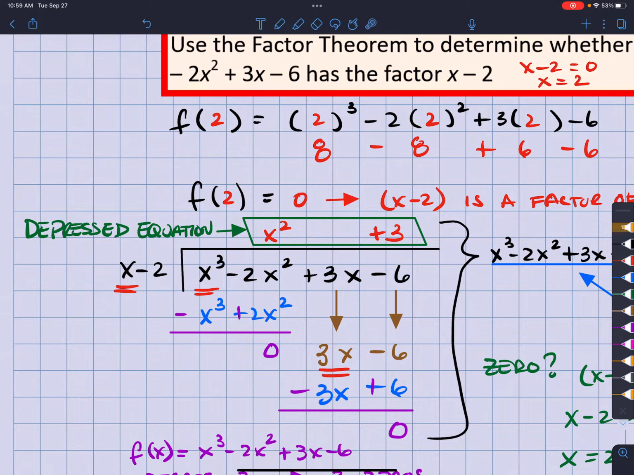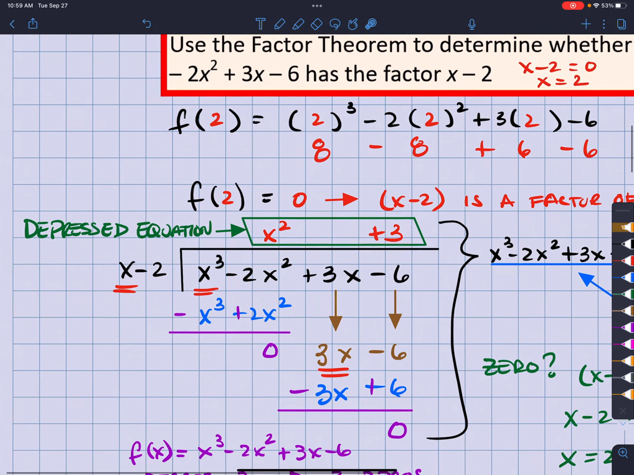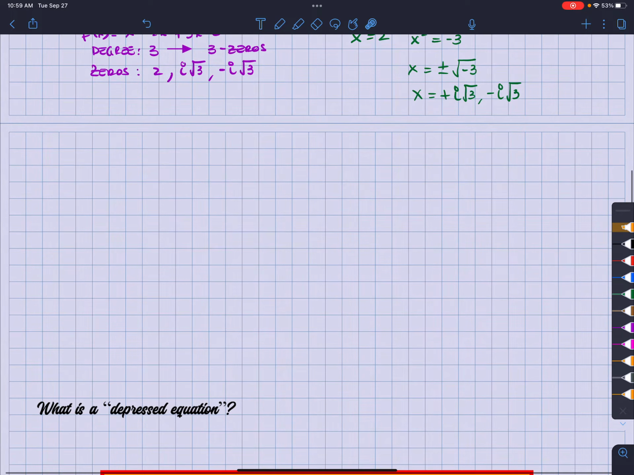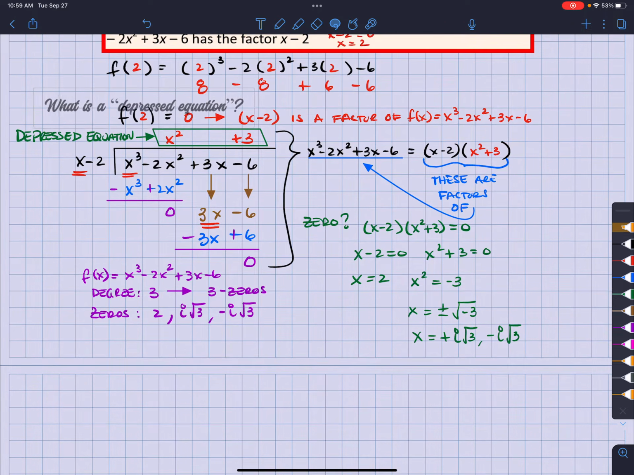So anytime you do long division, whatever the result is with the remainder of 0 would be your depressed equation, which means it went from a third power down to a second power, which most of the time, if it's to the second power, that means we have a quadratic, which we then can find the rest of the zeros. Okay, as long as we're given 1 with a cube, we can find the rest once we do the long division. All right, and there you go. All right, so let's continue on here. So what's a depressed equation? Well, now you know, right? A depressed equation is that thing right there.